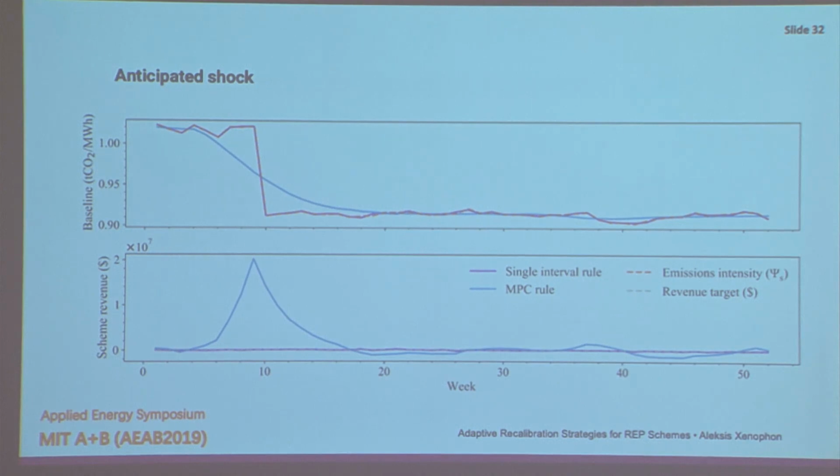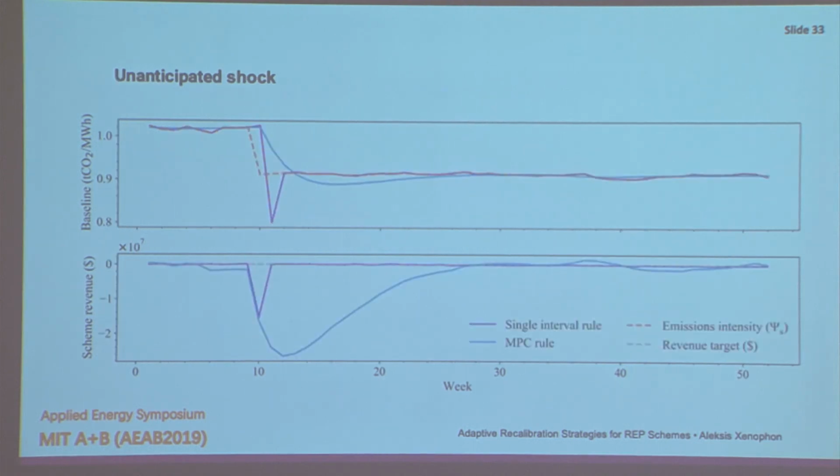The MPC rule is designed to not like abrupt changes in the baseline's value. So prior to the shock occurring, it starts dropping the baseline, so it's accumulating positive scheme revenue. And then when the shock occurs, it draws down on this revenue and then converges to some new equilibrium level.